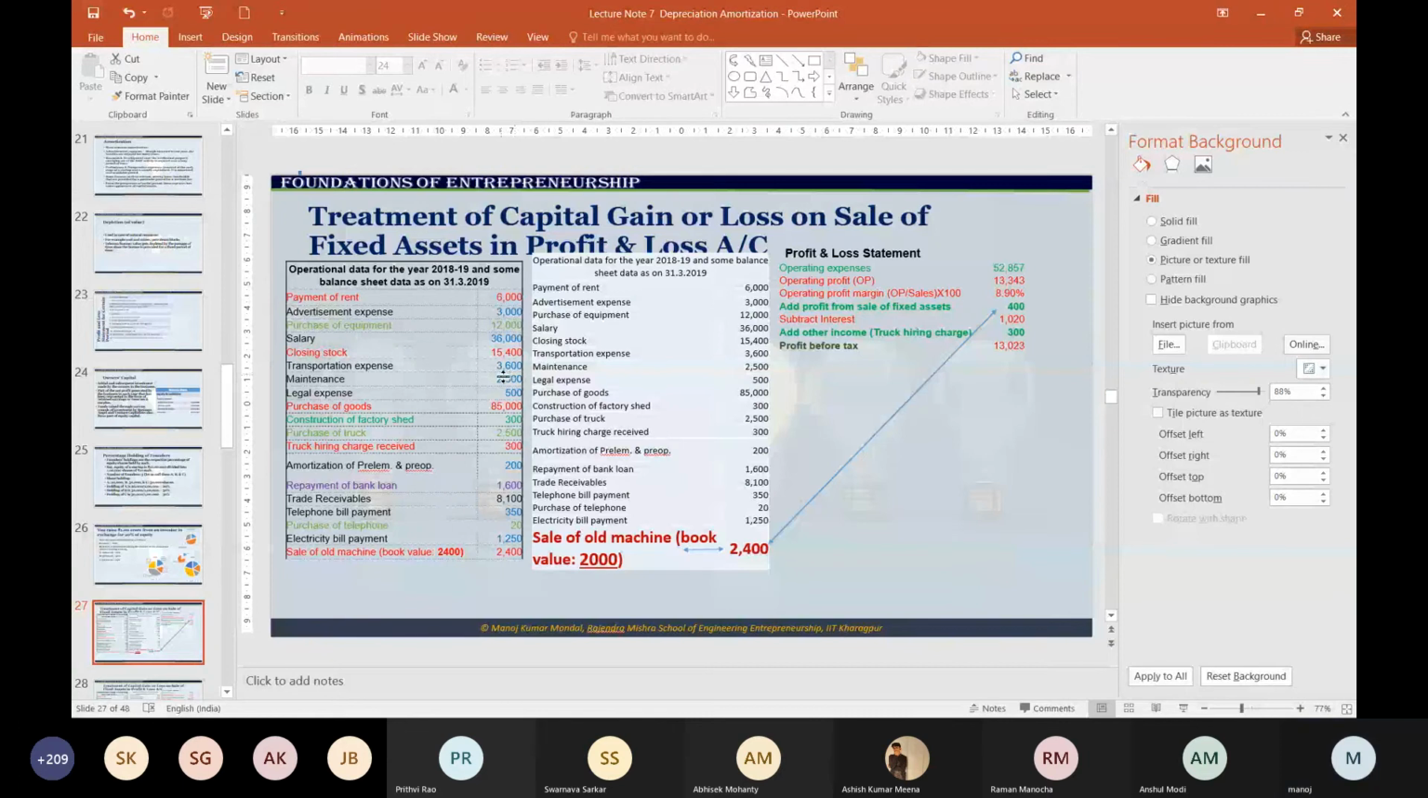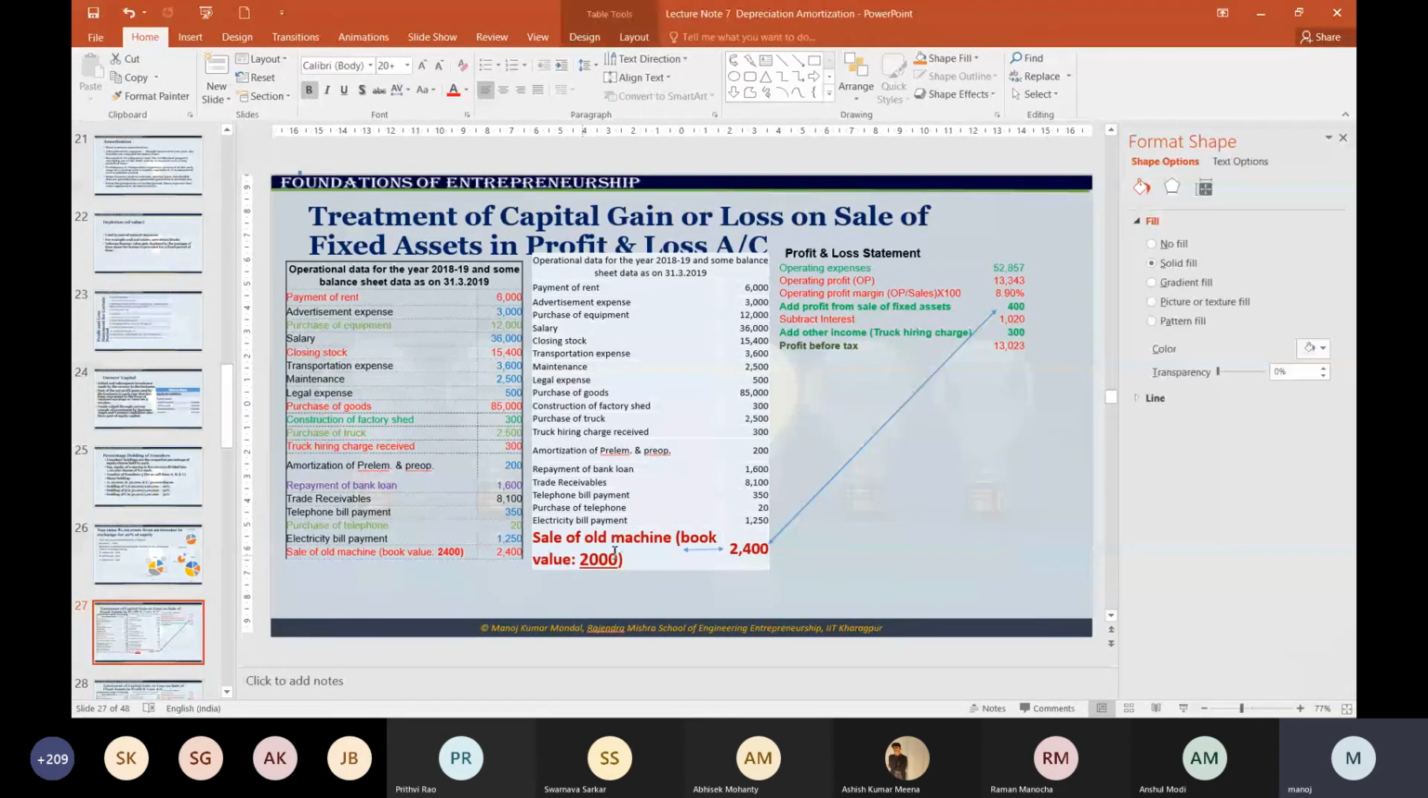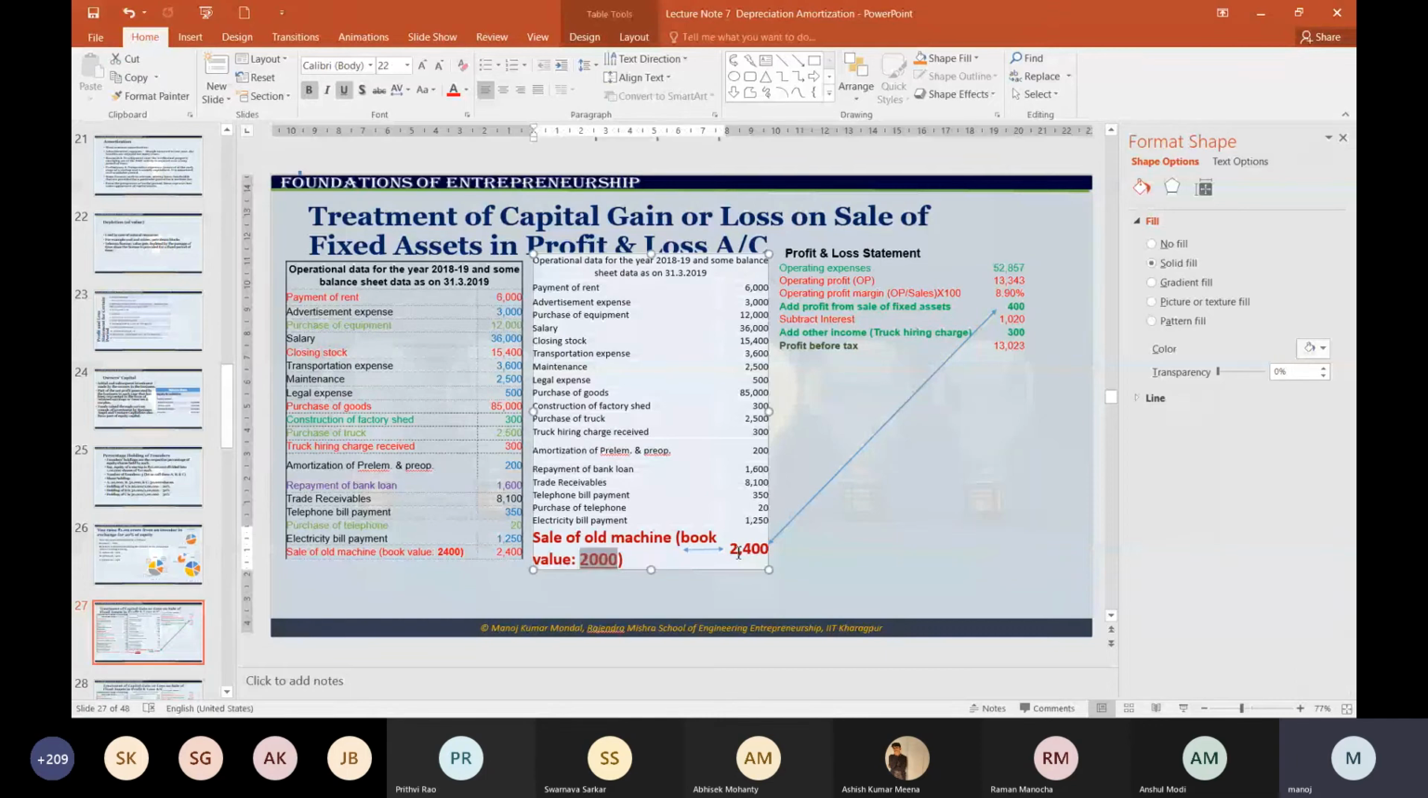Now, just before we move to another topic, meaning the main profit loss account, let me just introduce another thing. Maybe it was a good idea to do it later, but suppose you sell a machine during a year, and the book value is something, but you sell it at a very different price. Suppose the book value was 2000 rupees, whereas you sold it for 2400. That means that machine is giving you profit.